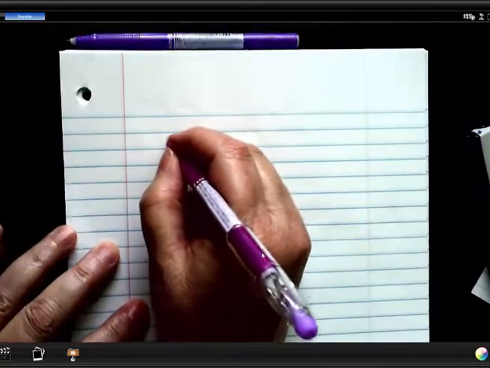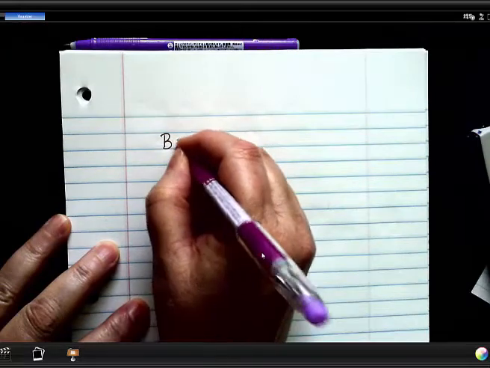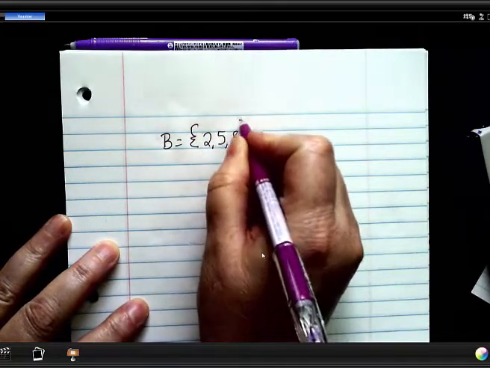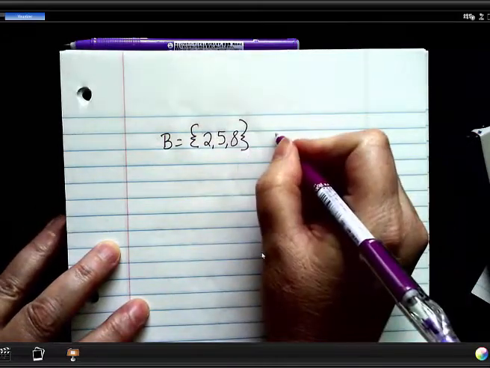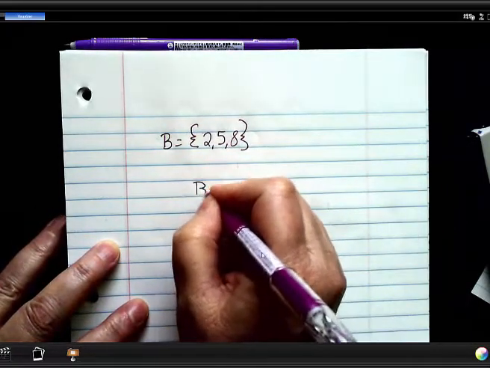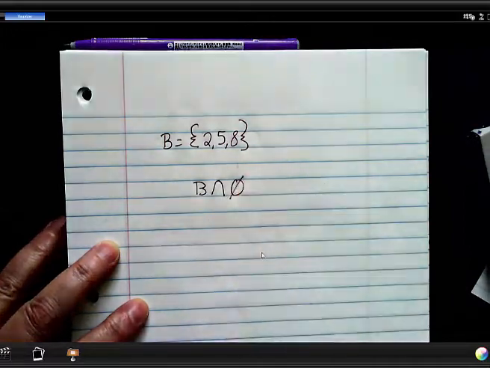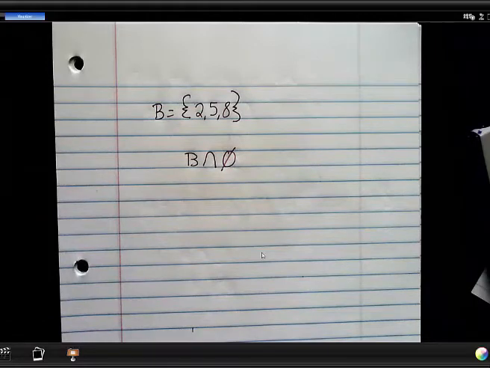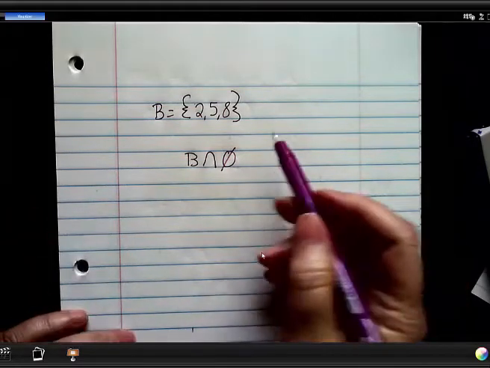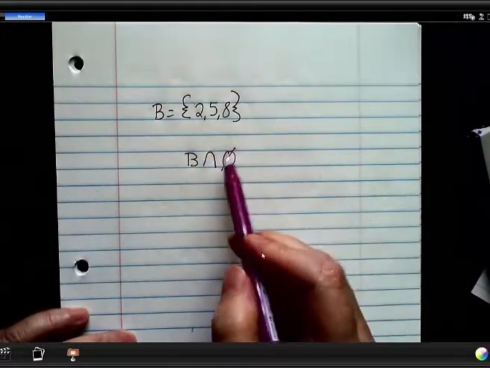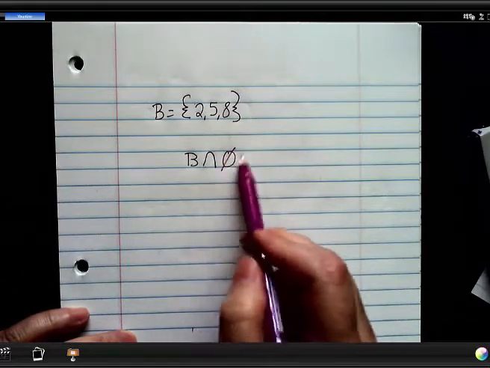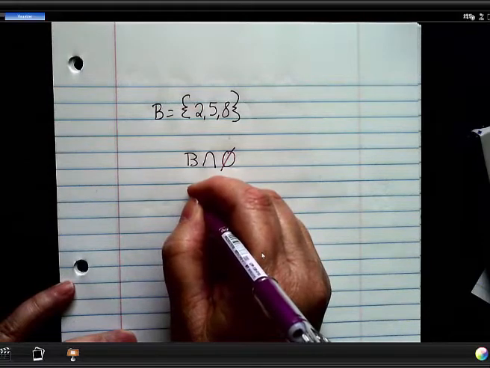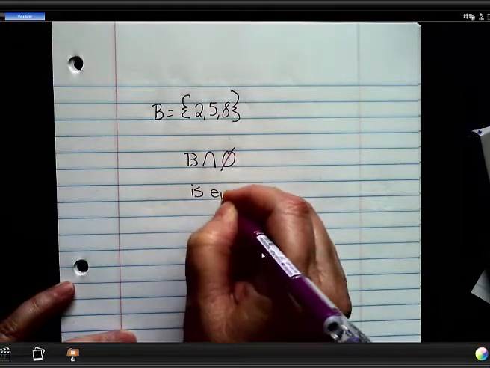What if I said that B held 2, 5, and 8, and I said, what's the intersection of B and an empty set? There is no intersection because there's no two things. You can't have something in common with an empty set. So this is not possible, so it's an empty set.